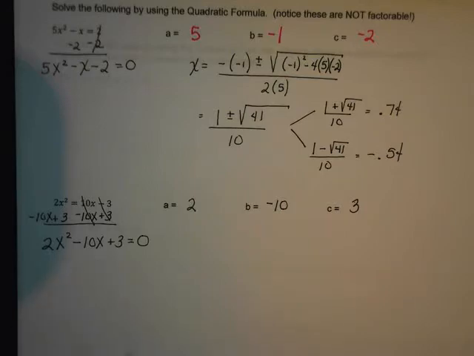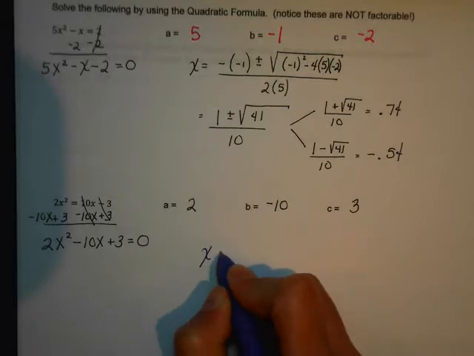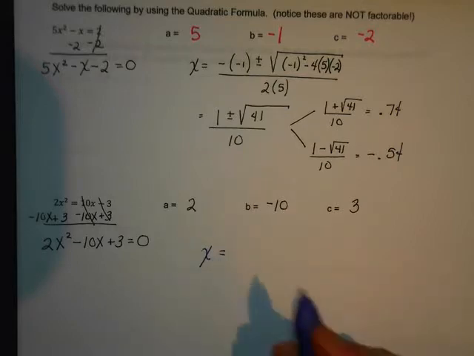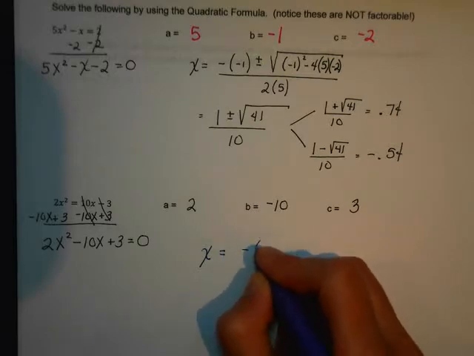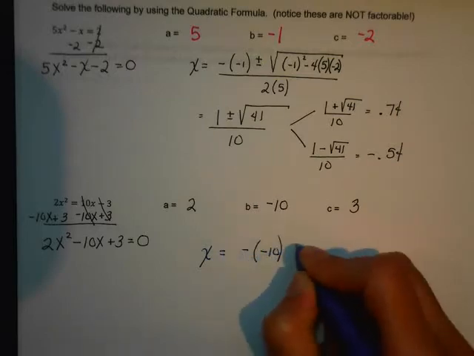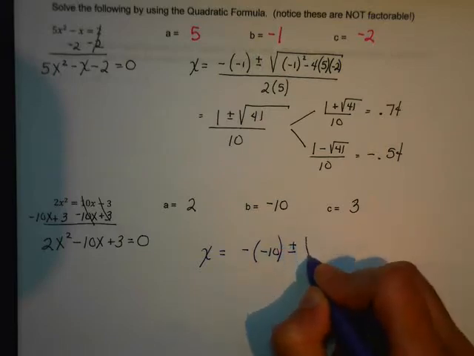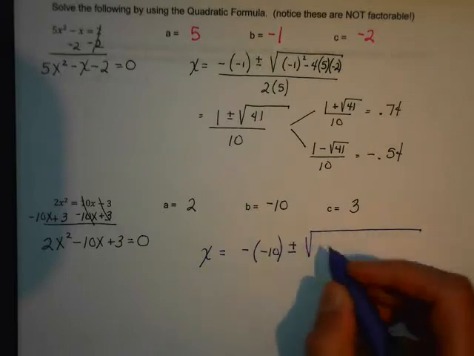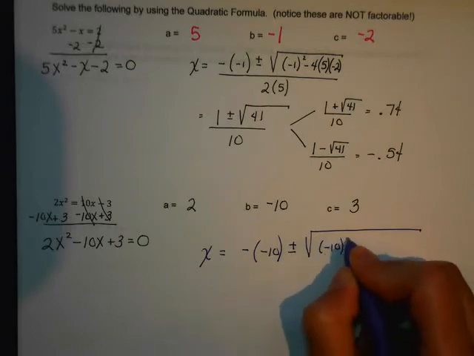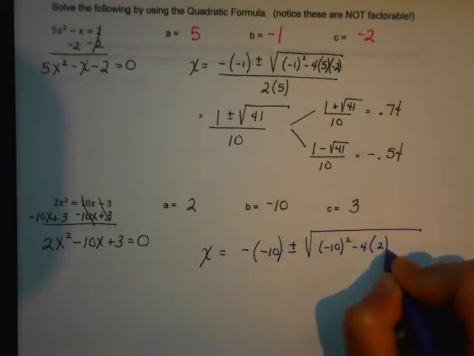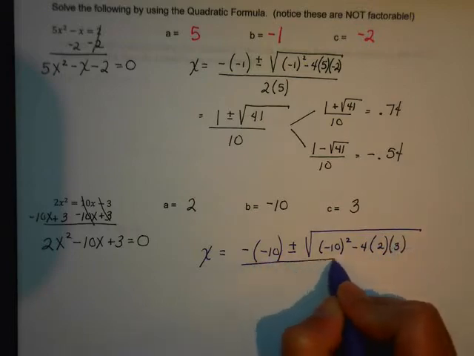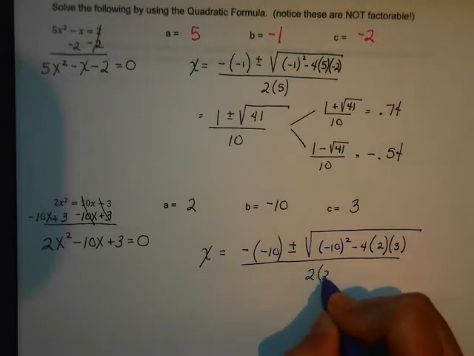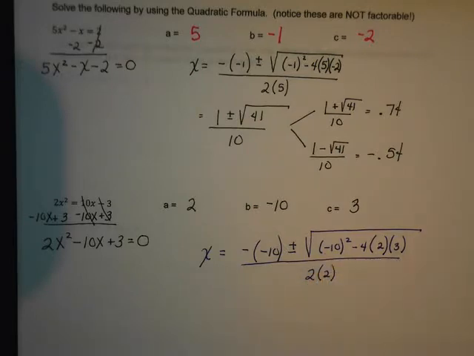So x equals, boy, I don't know, I randomly picked these out of my math lab, and it seems like all the b's are negative. So we have negative of a negative 10 plus or minus the square root of b squared minus 4 times a times c. The whole thing is over 2 times a. Right? So negative of a negative 10 is 10. Plus or minus.